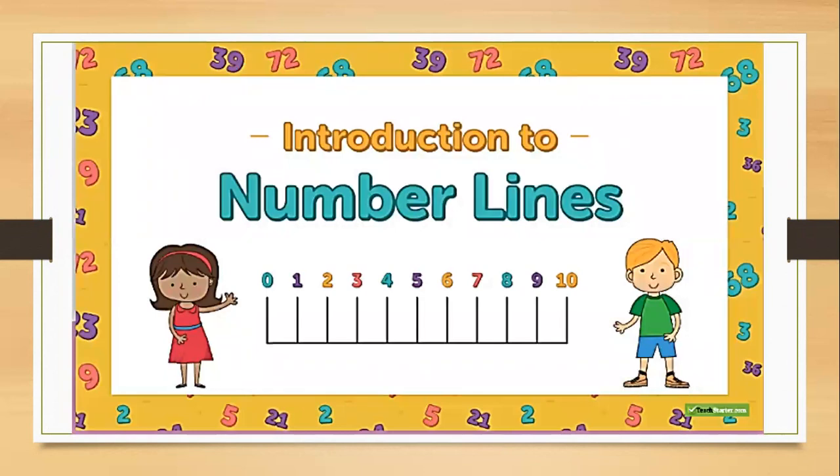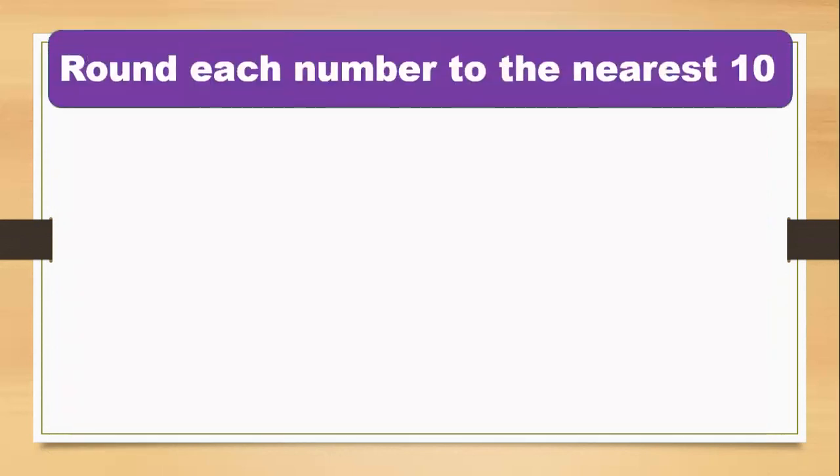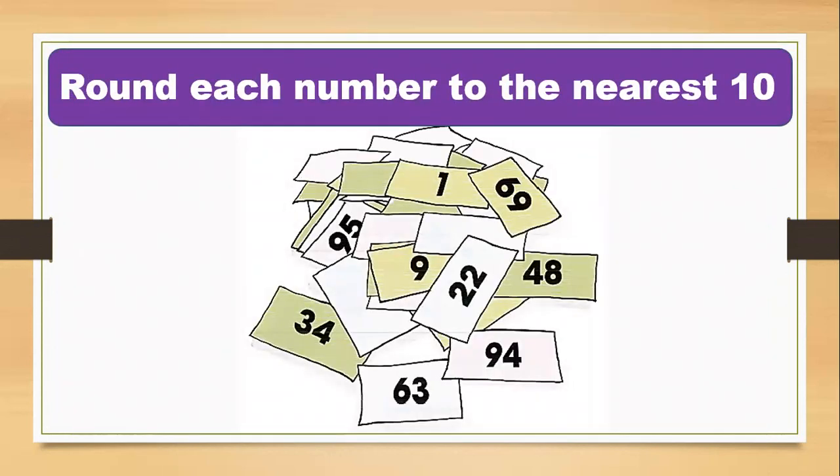Look at the number line. We use the number line to solve different number problems. We can add numbers on the number line, we can subtract, we can find a number, and we can round a number to the nearest 10. Now, this is the exercise in your books. There are many numbers like 69, 48, 22, 63, and so on. You have to round these numbers to the nearest 10.